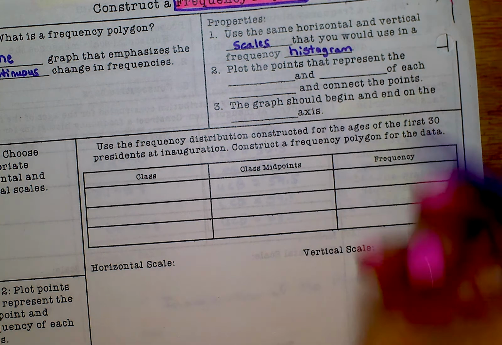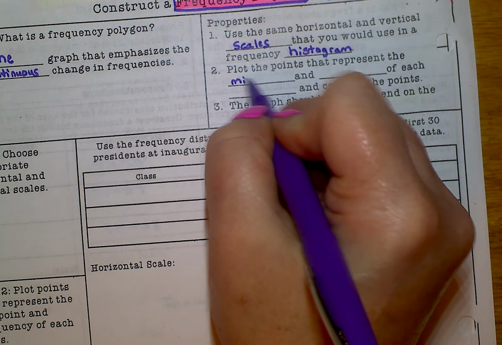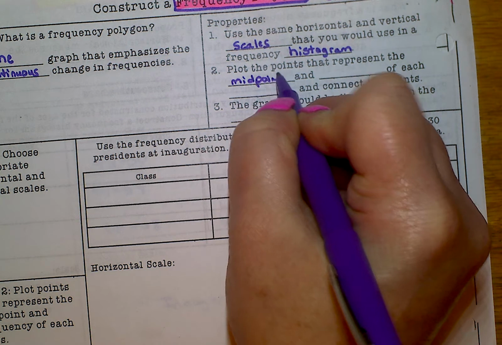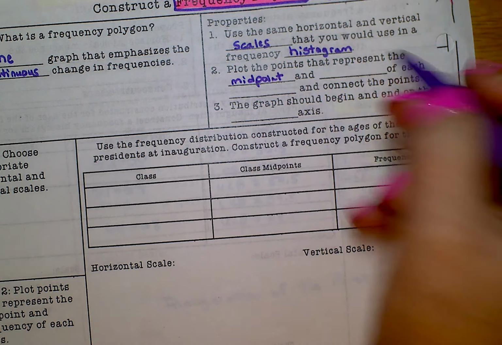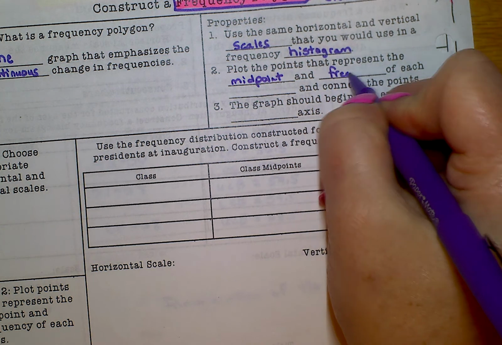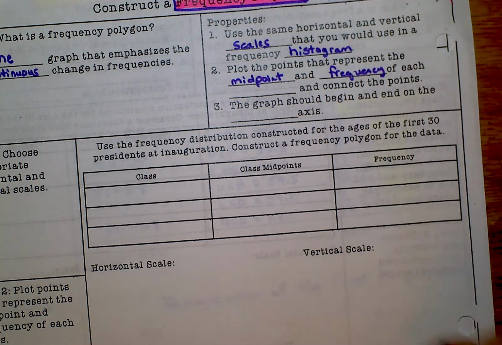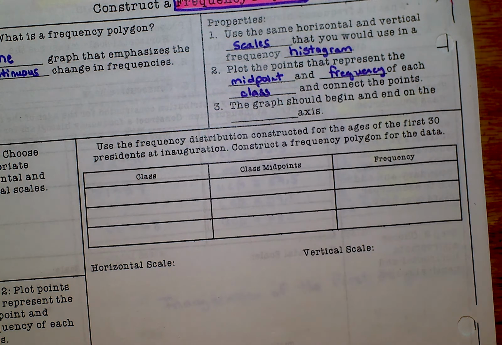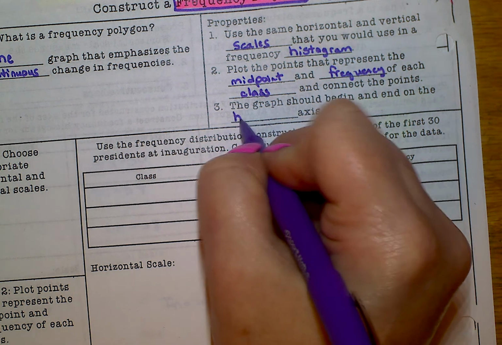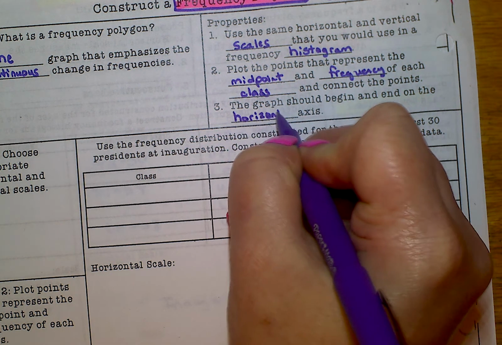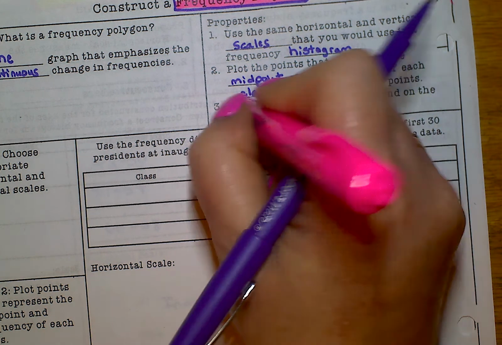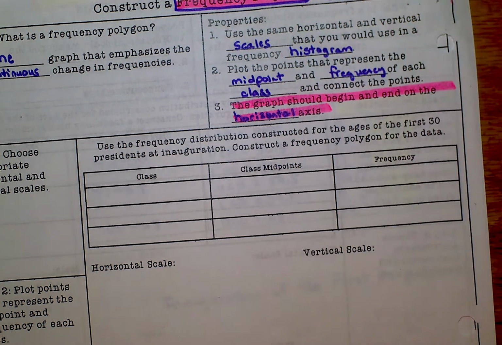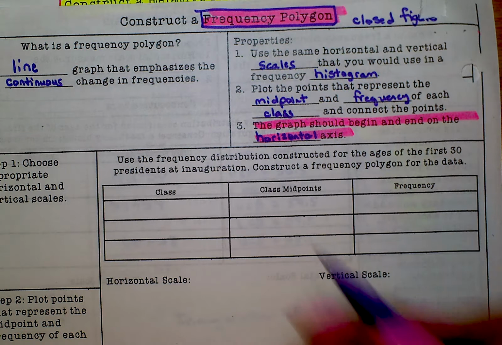Plot the points that represent the midpoint and the frequency of each class and connect the points. The graph should begin and end on the horizontal axis.